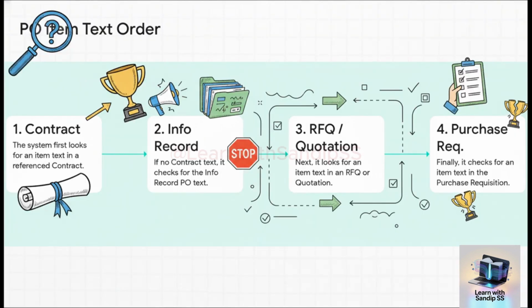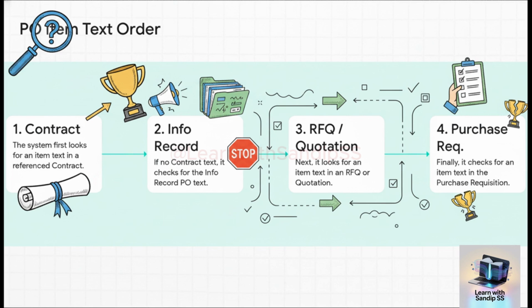And here it is, the hierarchy, the pecking order for a PO item text. The system starts at the top with number 1, the contract. If it finds an item text there, boom, it copies it and the search is over. It doesn't look any further. But if there's nothing there, it moves down to number 2, the info record. Still nothing? On to number 3, the RFQ or quotation.